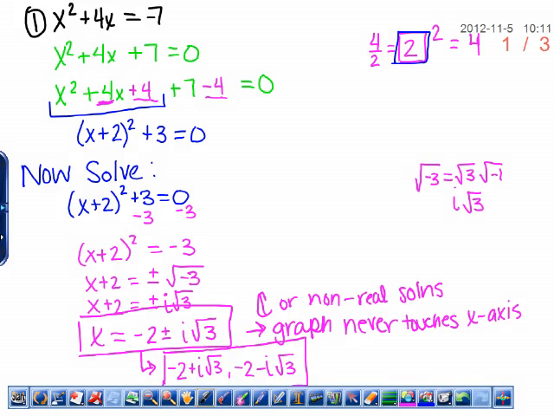Not on the xy plane, no. But we're not going to spend time with that. Okay? Questions? Okay? All right, let's try another one.